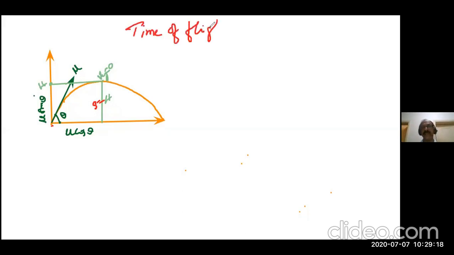Time of flight: it is the time taken by the projectile in air, just after projection, until it reaches back its initial position.